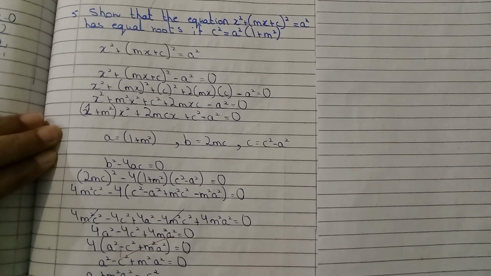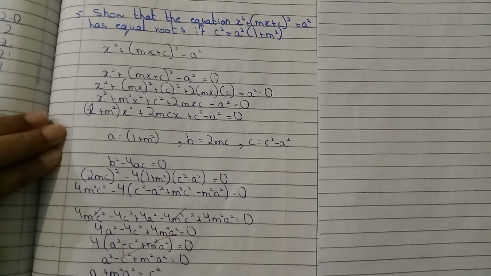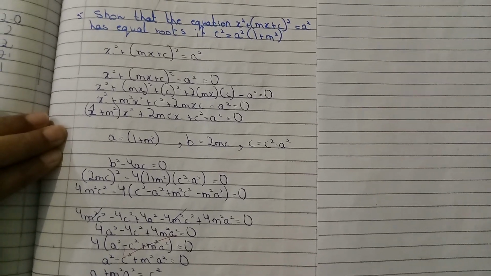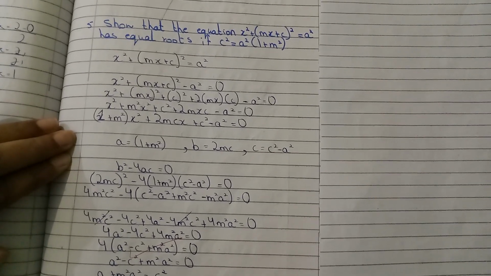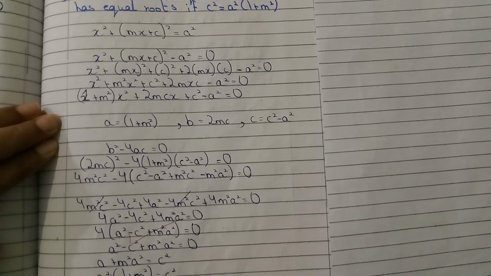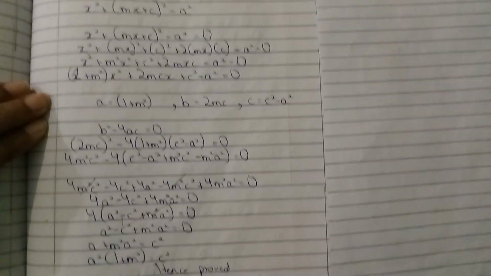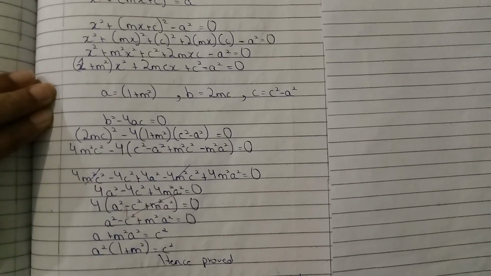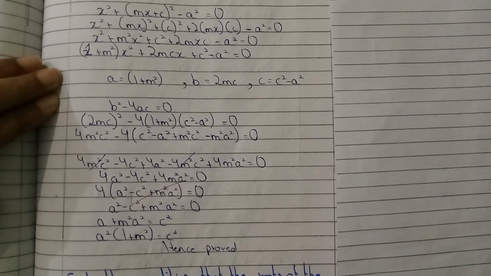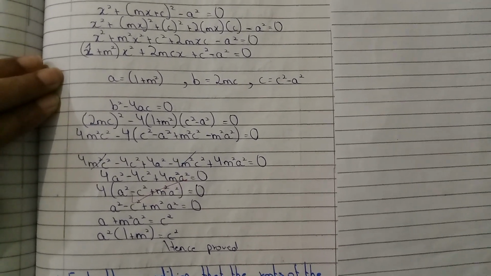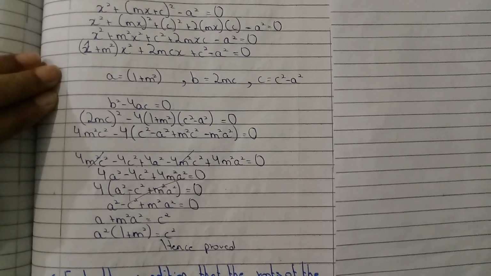We have got x² + c² + 2mxc − a² = 0. And by taking x² common, we have got (1 + m²)x² + 2mcx + c² − a² = 0. So a is 1 + m², b is 2mc, and c is c² − a². By putting the values in the formula b² − 4ac equal to 0, we have got (2mc)² − 4(1 + m²)(c² − a²).